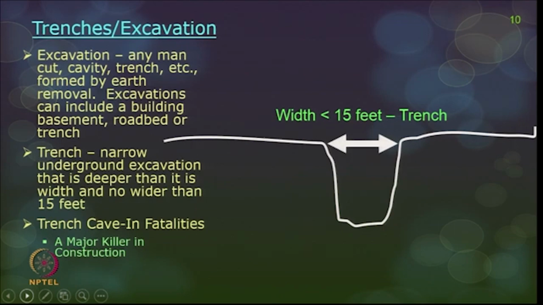Cave-ins generally happen in trenches and excavations, but mostly in trenches. Excavation trenches are considered to be the number one killer in cave-ins. Let us now discuss what is a trench and what is an excavation. When the width of your cut earth is less than 15 feet, it is primarily called a trench. And if it is more than 15 feet, it is generally called an excavation.